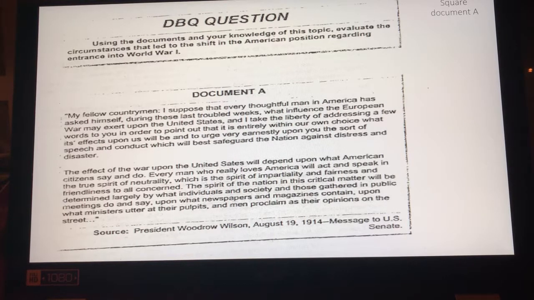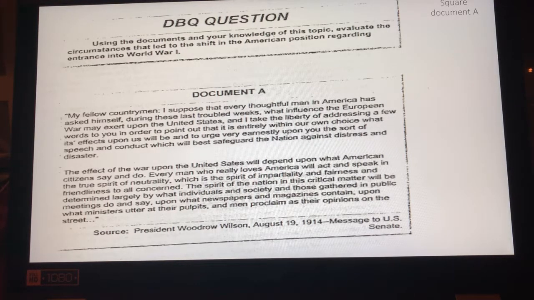So I'm going to read this, and we're going to go through it, and we're going to determine how we get involved in this war. It says, "My fellow countrymen, I suppose that every thoughtful man in America has asked himself during these last troubled weeks what influence the European war may exert upon the United States. And I take the liberty of addressing a few words to you in order to point out that it is entirely within our own choice what its effect upon us will be, and to urge upon you very earnestly the sort of speech and conduct which would best safeguard the nation against distress and disaster."